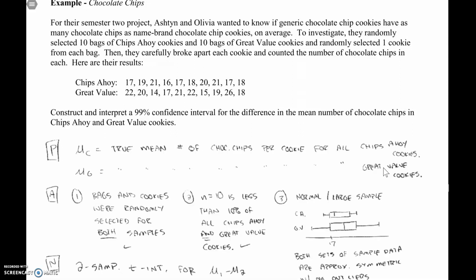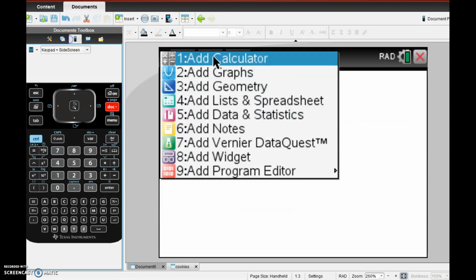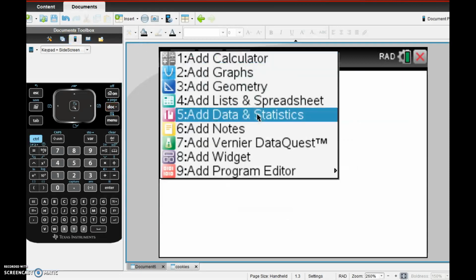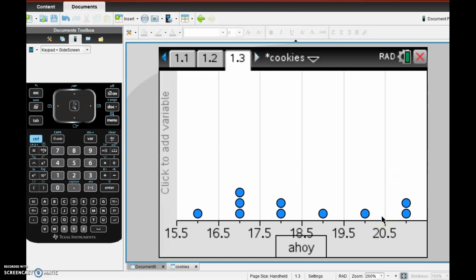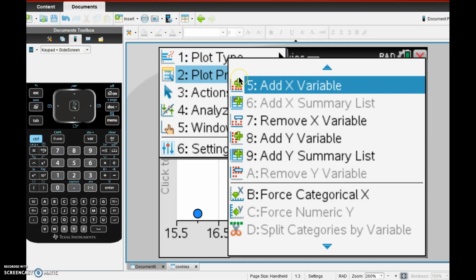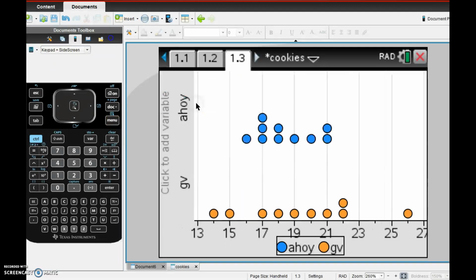Okay, so first of all, we should kind of just look at the data. Here's the data in the calculator. So here's the Chips Ahoy, menu, plot properties, add an X variable, and here's the Great Value cookies. All right, well, that's interesting, I guess. If I were to just look at it informally, it looks like I would say the means are about the same. Looks like they're centered about the same spot. Maybe the Great Value is a little higher.